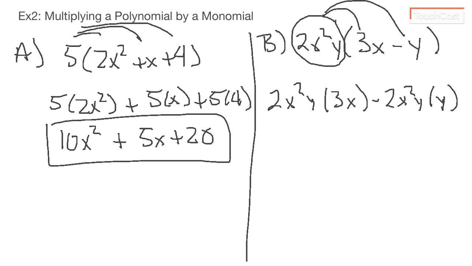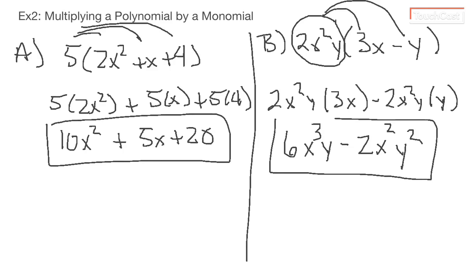Then we're just going to go 2 times 3, and we're going to get 6. x squared times x gives us x to the third, and then we just have to keep that y. Minus, there's no constants to multiply in that second part, so we just write 2. We've only got the x squared part, and then y times y is y squared. So 6x to the third y minus 2x squared y squared.